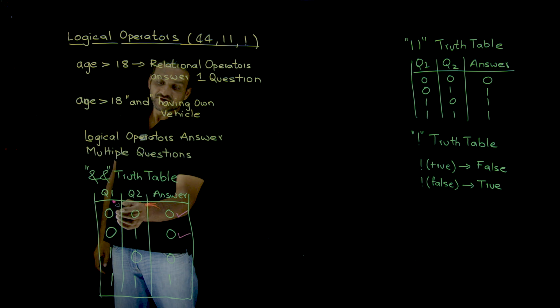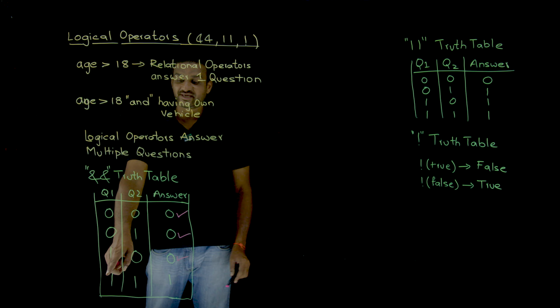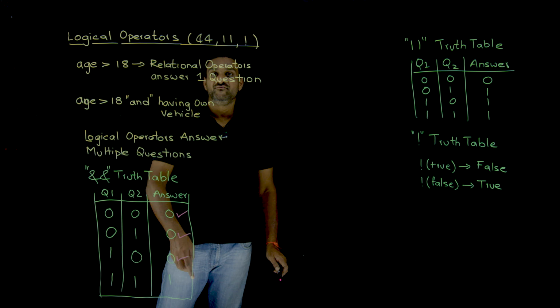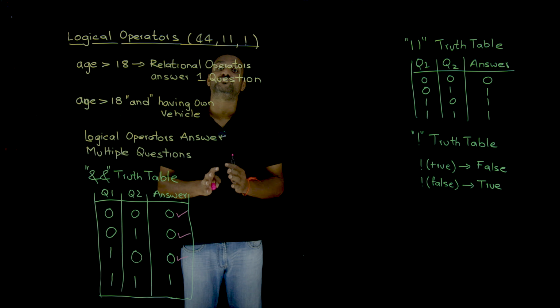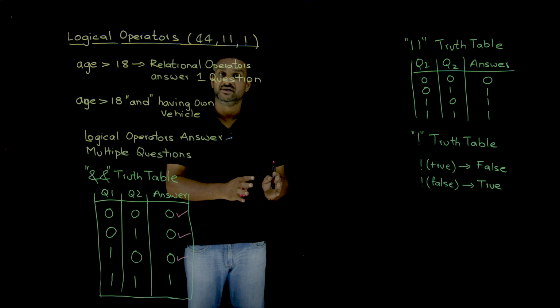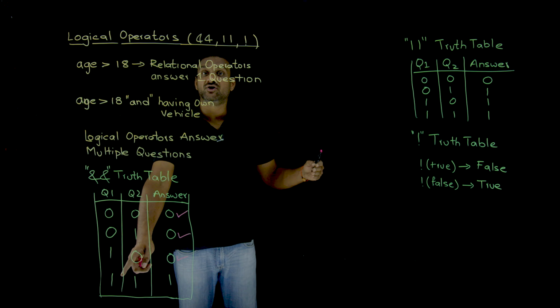And similarly, if question 1 has an answer of 1 and question 2 is 0, then it is 0. And this is the case that we need to understand: in what conditions a logical AND is going to produce an outcome of 1. So this is the condition where a logical AND will produce an outcome of true. So what is that condition?